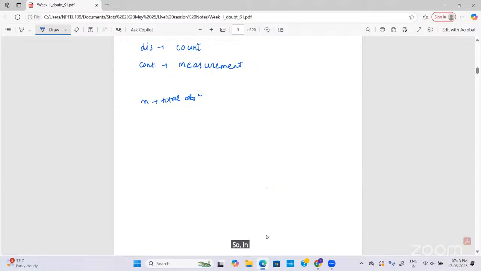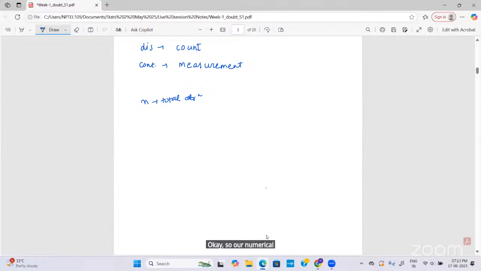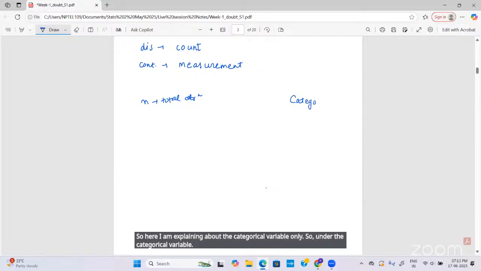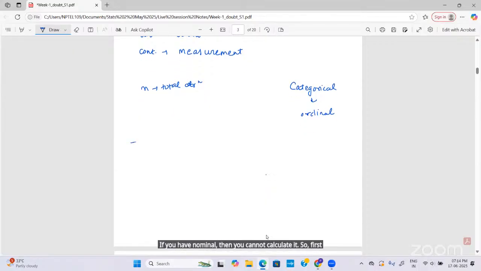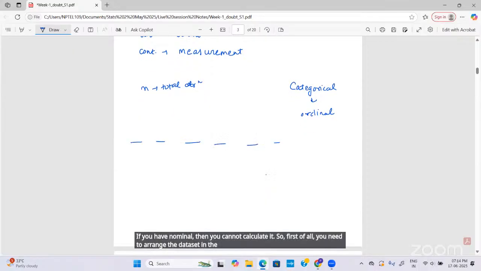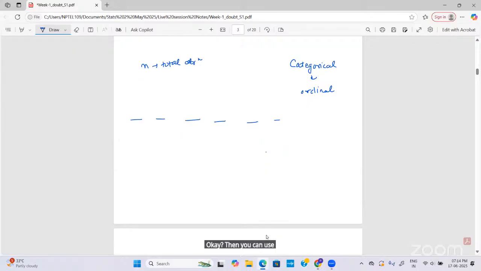In week 2, we have studied it for the categorical variable, which is ordinal in nature. For numerical variables, we will study how to calculate median and mean and other things in week 3. So here I am explaining about the categorical variable only. Under the categorical variable, if you have an ordinal variable, then only you can calculate the median. If you have nominal, then you cannot calculate it. So first of all, you need to sort your data set in ascending or descending order. Then you can use this formula.